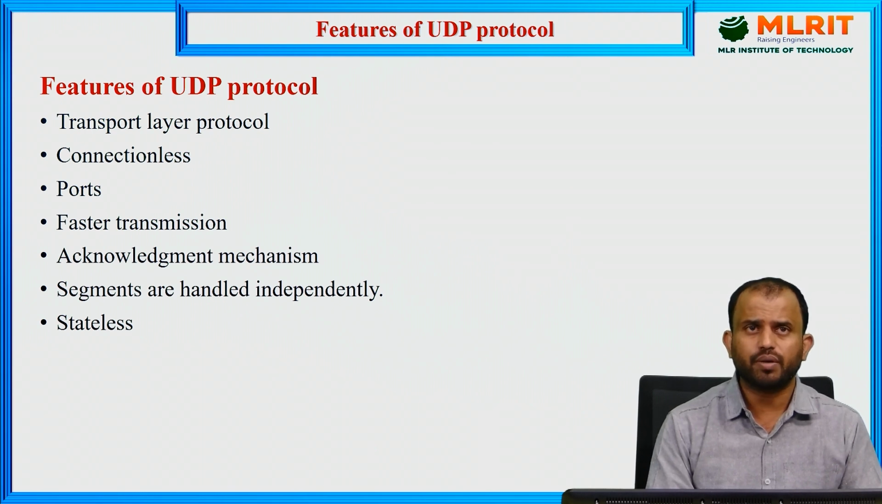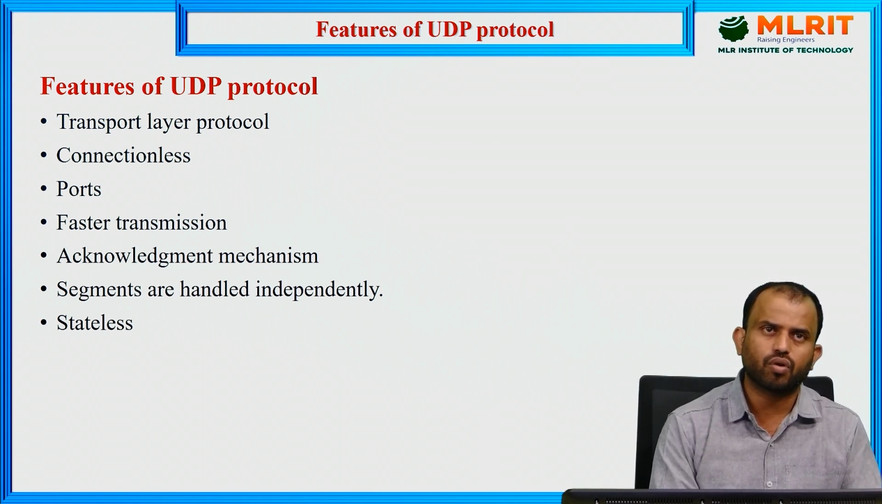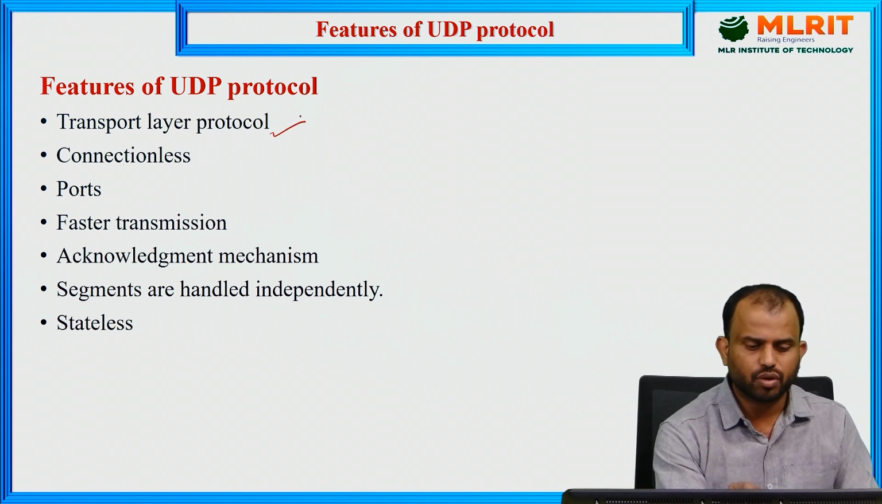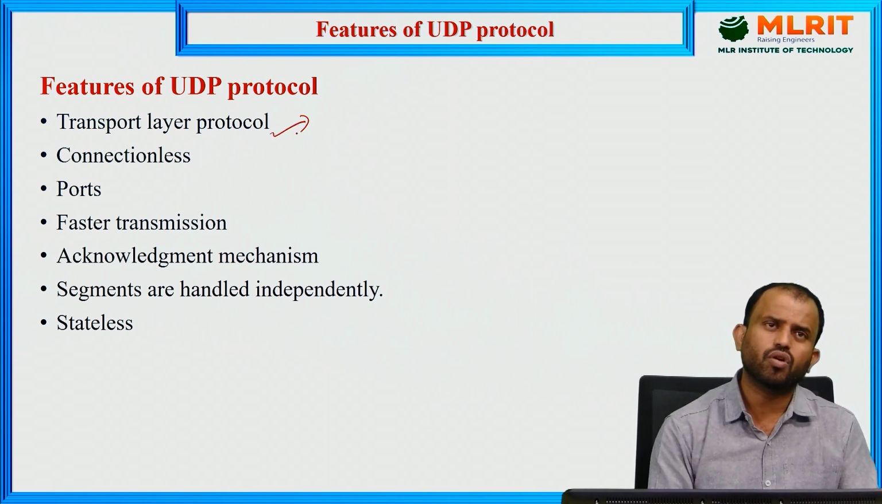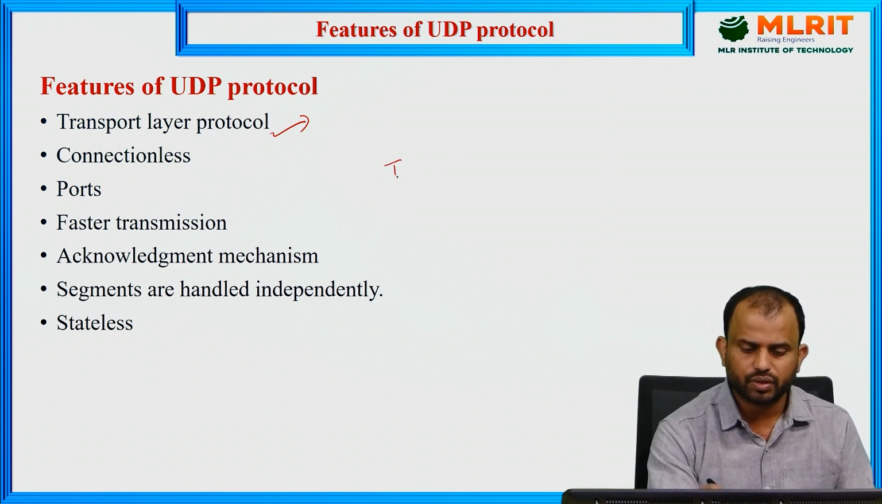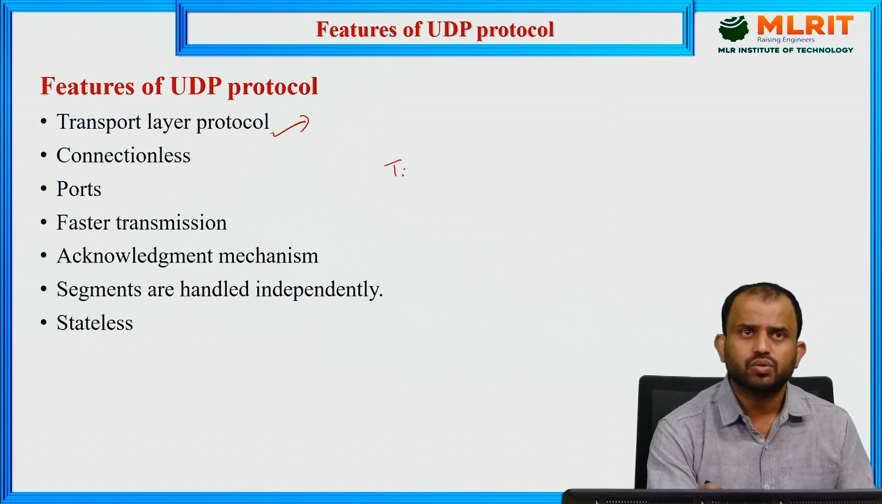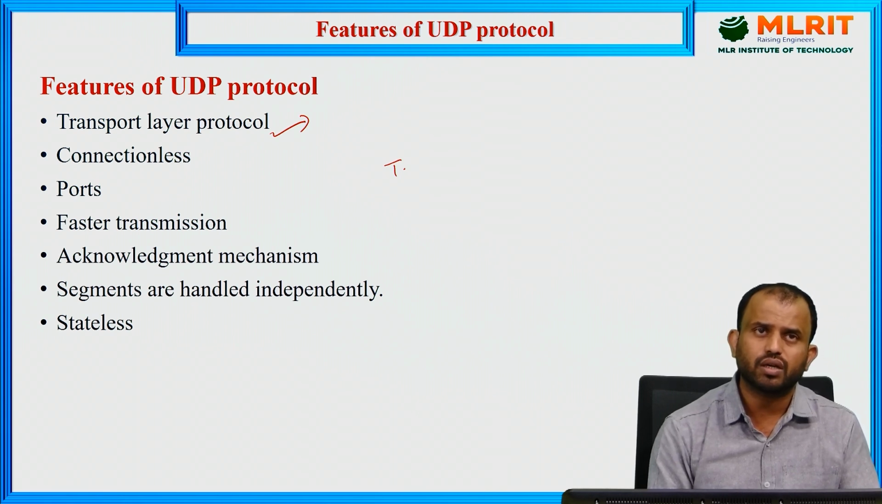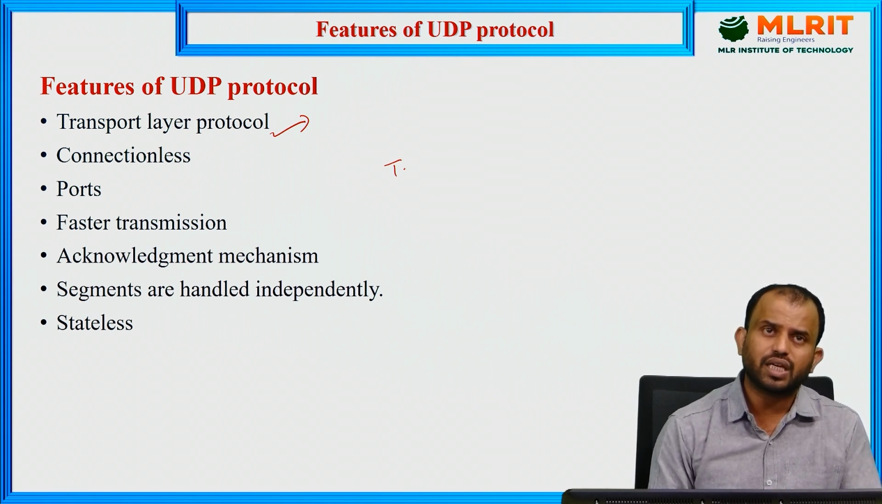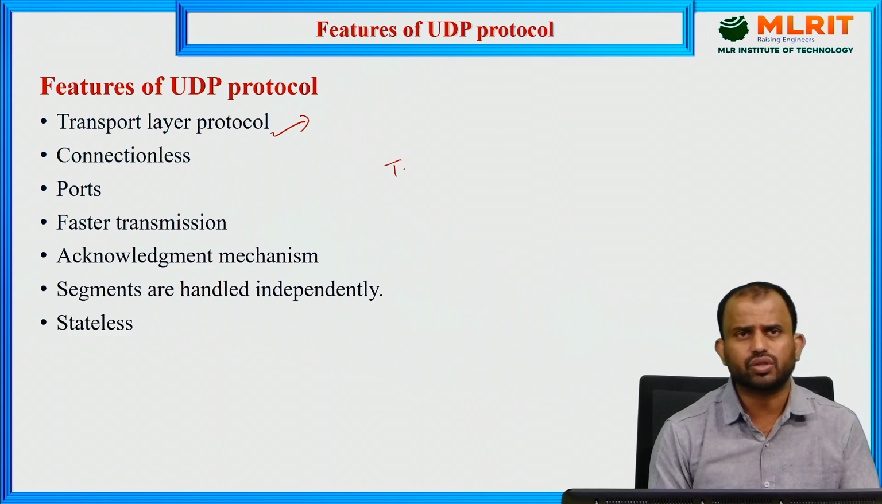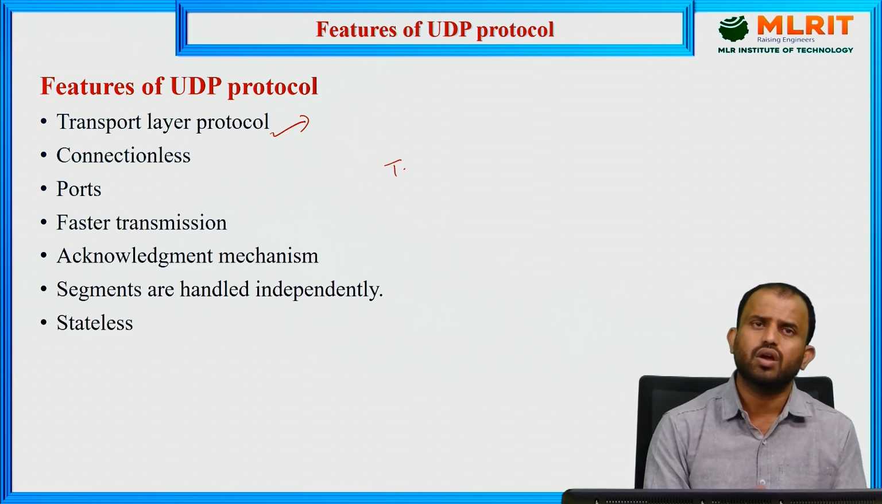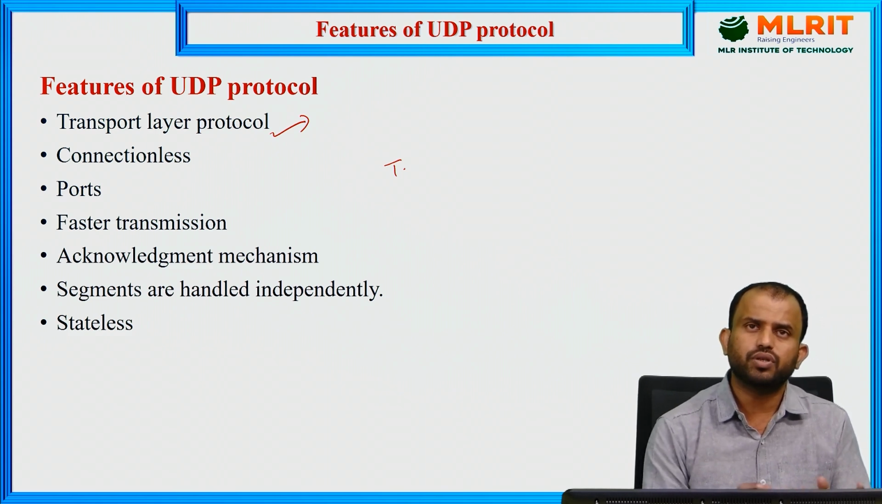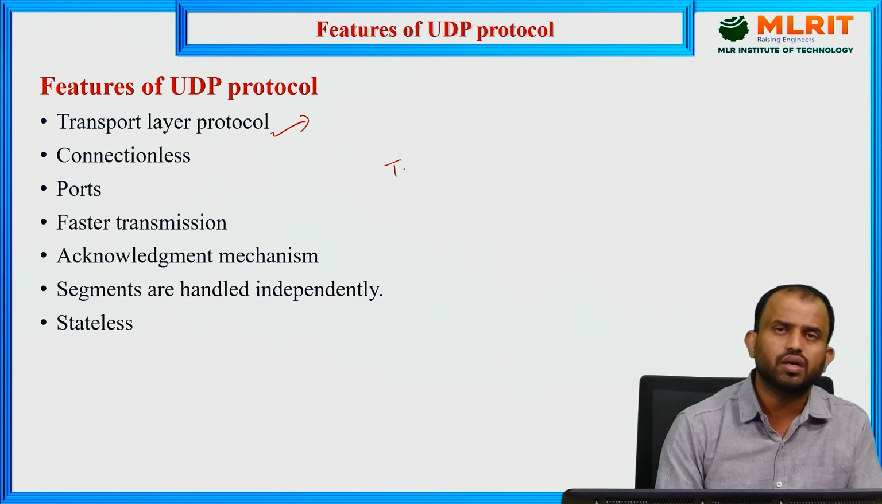So another important parameter, what are the features? In the features of the UDP protocol, which is a transport layer protocol, we are going to develop what kind of transport services we offer. End of the day, these are the services we offer in the transport layer: sending information, connection establishment, connection release, all these things should be developed in the transport layer. UDP is also used in the transport layer only.